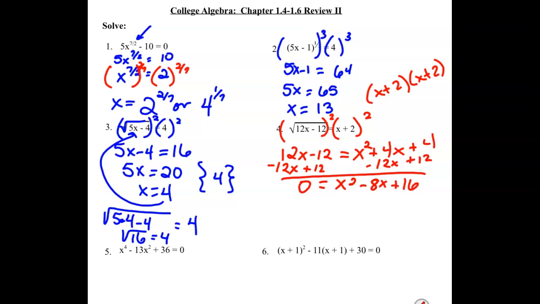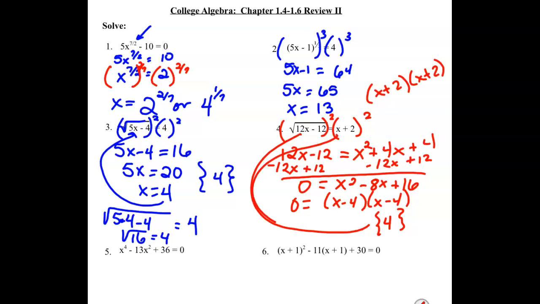And how does that factor now? Close. Yep. So this really becomes x minus 4 times x minus 4, or x minus 4 quantity squared. So what are my solutions? Yeah, they're both 4s.